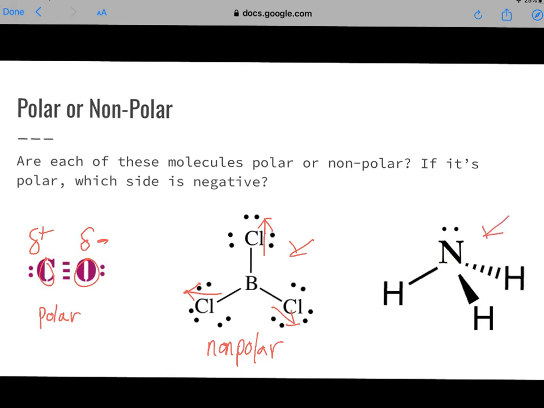This molecule is polar because this one is shaped kind of like a pyramid where we have a top, which is where the nitrogen is, and we have the bottom, which is where the hydrogens are. And that's again because this lone pair of electrons is pushing down those hydrogens and pushing them away. Nitrogen is more electronegative than hydrogen, so the nitrogen side is going to be the negative side, and the hydrogen side, the bottom, is going to be the positive side.